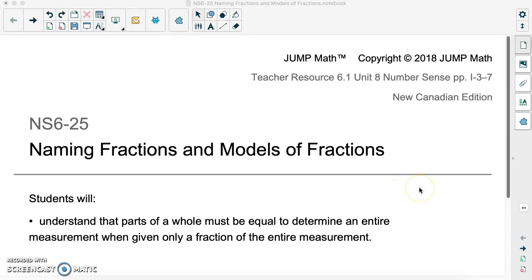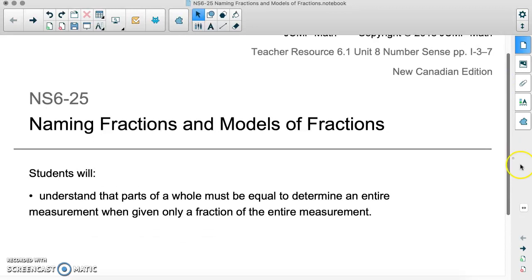This lesson is on naming fractions and models of fractions. The goal for today is that students will understand the parts of a whole must be equal to determine an entire measurement when given only a fraction of the entire measurement. This lesson today should be mostly review for you.